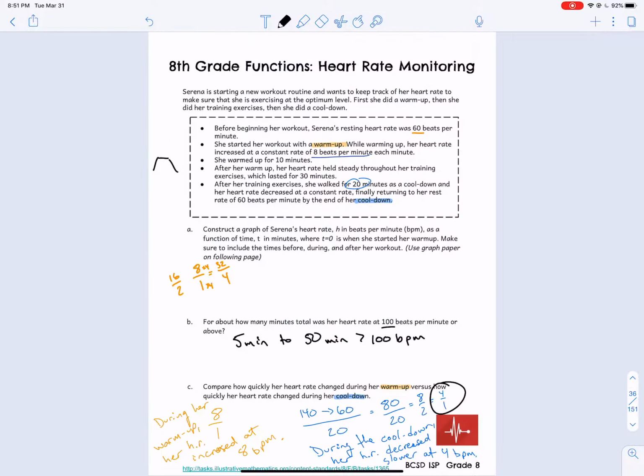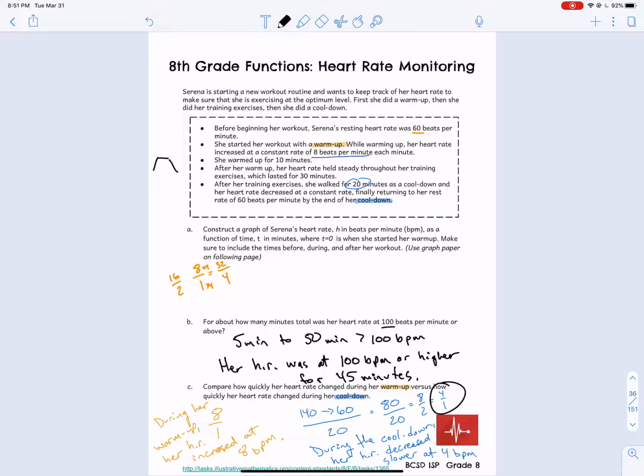Okay, so how many minutes total is that? So her heart rate was at 100 beats per minute or higher for, what is that, 5 to 50, that's 45 minutes.